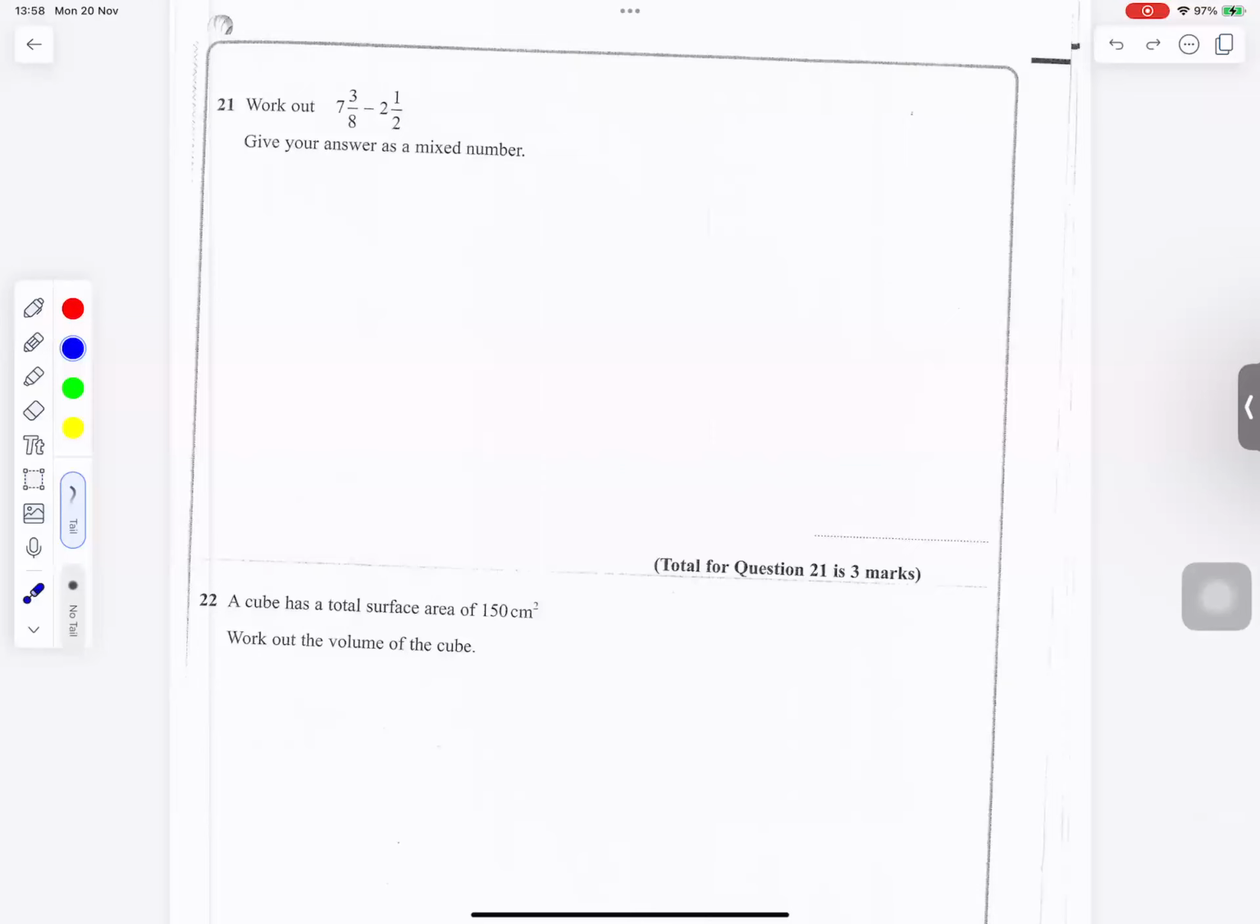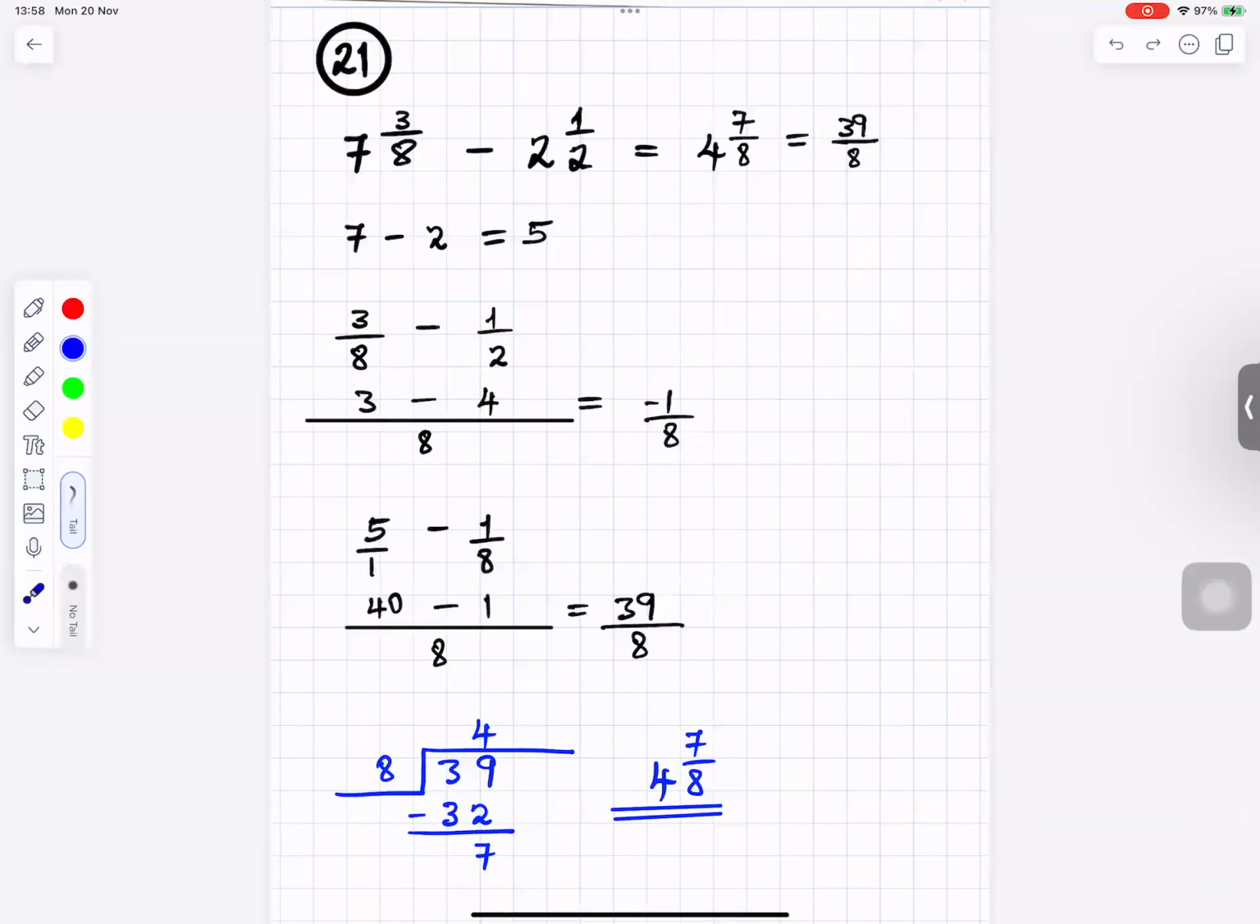Question number 21 and 22. To subtract mixed numbers, let's subtract the whole numbers first. 7 minus 2 is 5. And then we do 3 over 8 minus a half, which gives you minus 1 over 8. Now we want to add the 5 and the minus 1 over 8 together. So it's 5 minus 1 over 8, which gives you 39 over 8. How many times does 8 go into 39? 4, remainder 7. So it's 4 and 7 over 8.